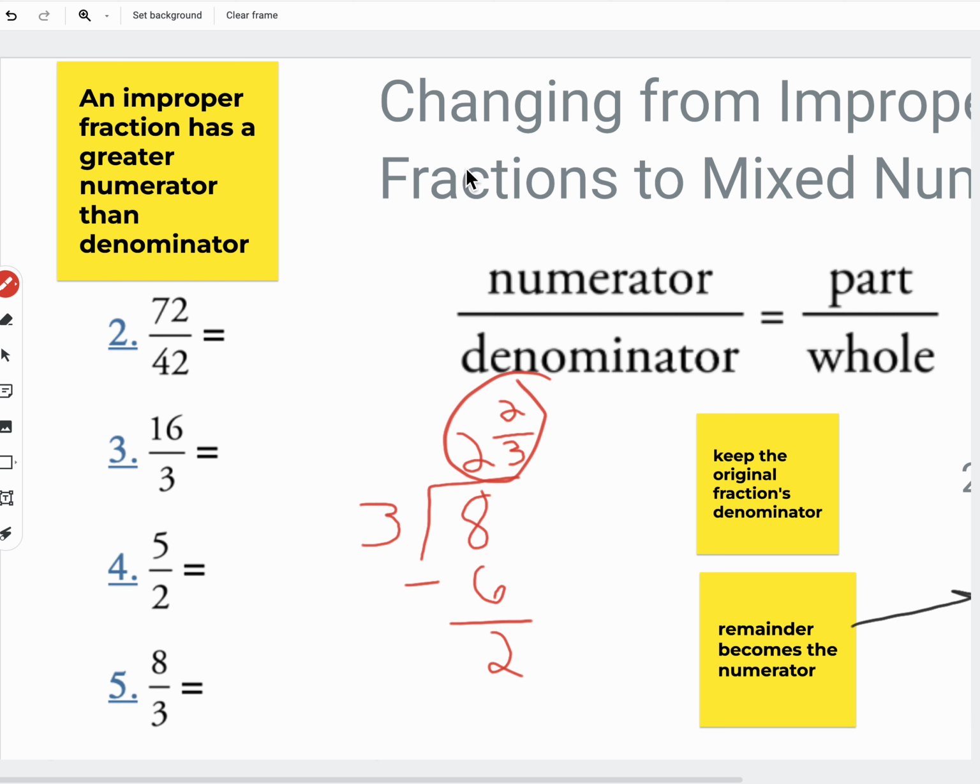All right, great job today. Here we can reduce fractions and change from improper fractions to mixed numbers.